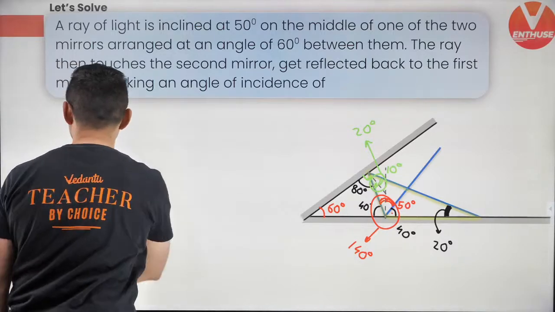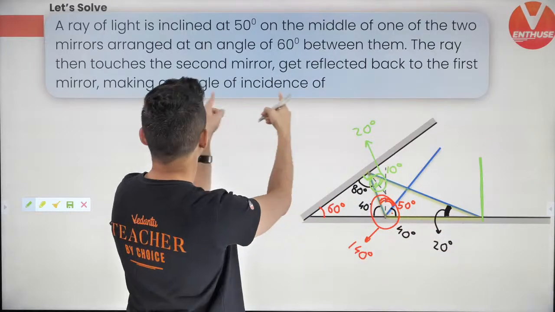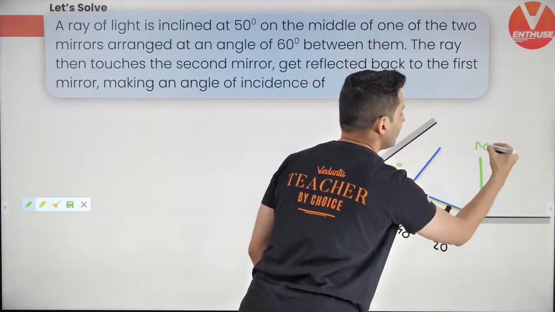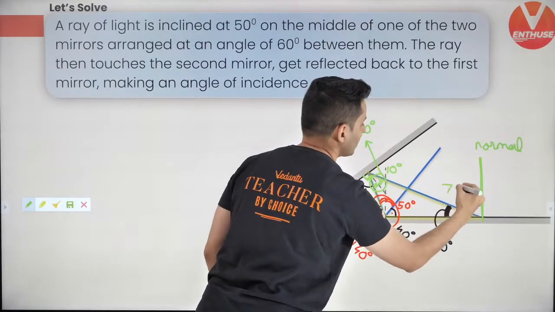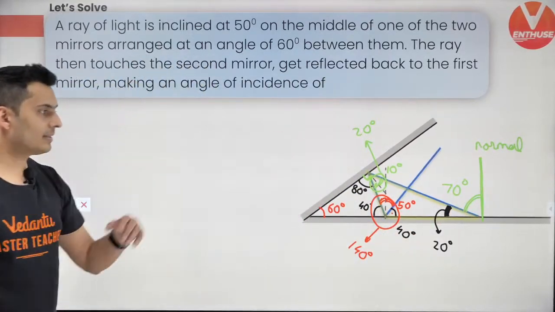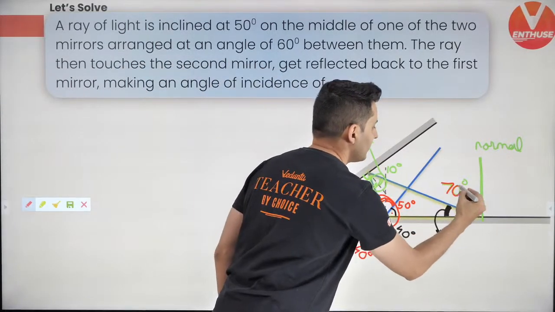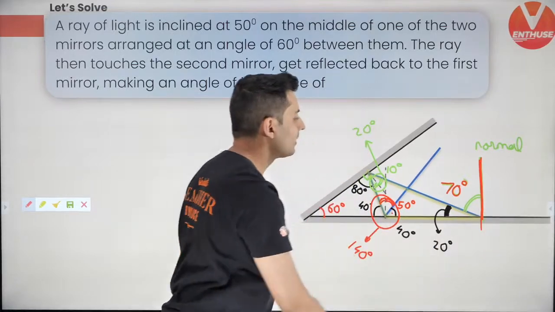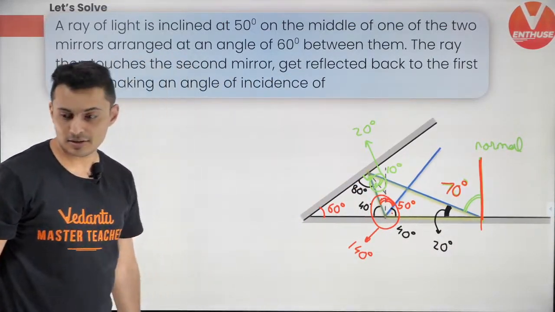But that is not the final answer. The question is, what is the angle of incidence? So remember, the angle of incidence is always measured from the normal. So this angle must be how much? 70 degrees. That is the final answer. So 70 degrees is the final answer over here, the angle at which the ray is incident.